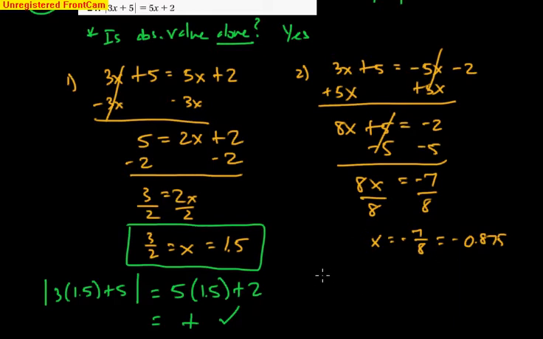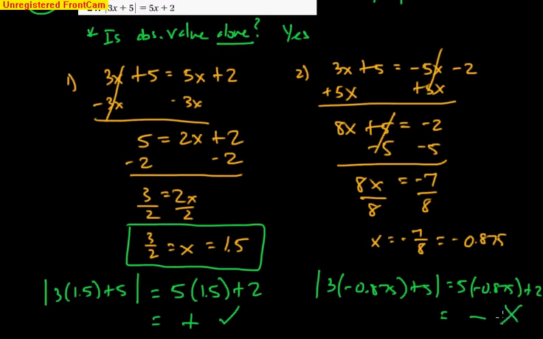Now over here, let's see. We have absolute value of 3 times negative 0.875 plus 5 equals 5 times negative 0.875 plus 2. And I'm going to check that right side in my calculator. Okay, so I'll type in 5 times parenthesis negative 0.875 close parenthesis plus 2. And this right side comes out to be a negative number. And if it's a negative number, you can't have that equal to an absolute value. So this cannot be one of your solutions. So 1.5 or 3/2 is the only solution to this absolute value equation.